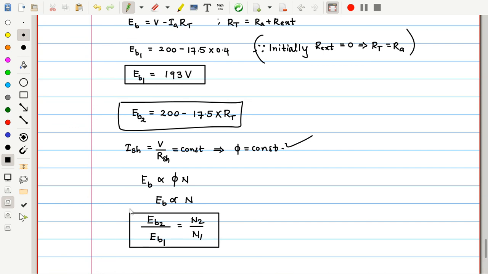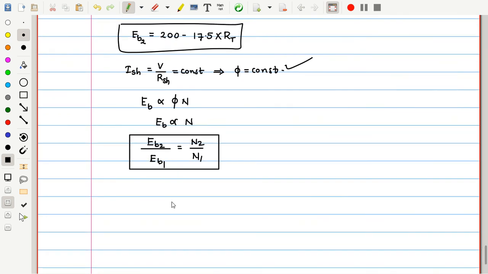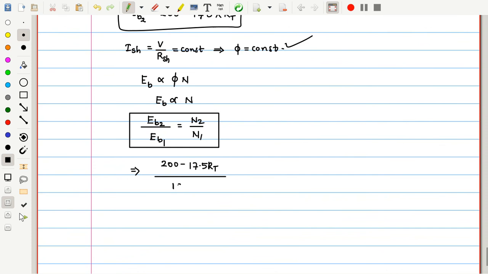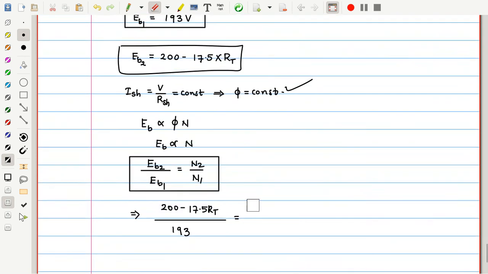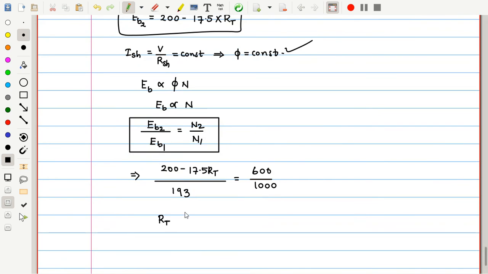Once you know these EMF expressions, many things are easy, and the remaining is simple circuit analysis. So EB2 is 200 minus 17.5 into RT, divided by EB1, which is known, 193, and its corresponding speed is already given. Sometimes this speed may be asked to calculate. N2, the reduced speed, is 600, divided by N1, which is 1000. If we calculate from this expression, RT we get as 4.811 ohms.